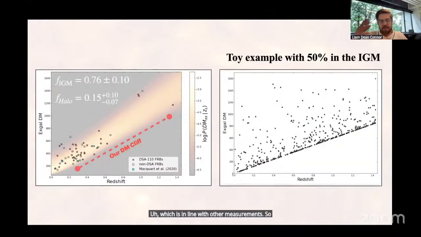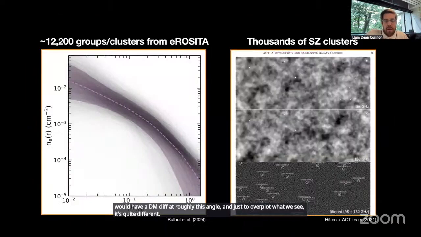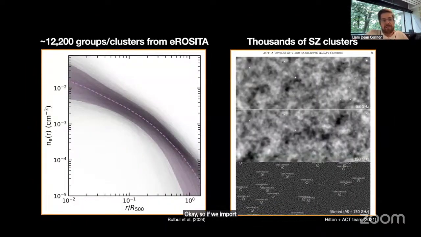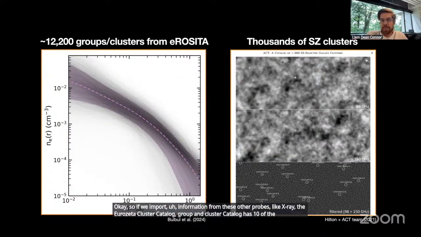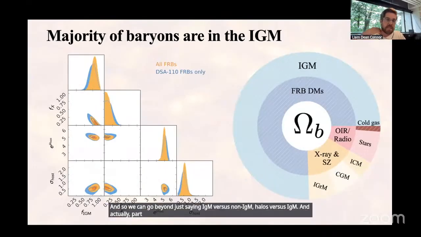So just to go back to this toy example, which is actually maximally conservative, this example where 50% of the gas is in the IGM and the IGM is perfectly smooth, that first cartoon that I showed you, you would have a DM cliff at roughly this angle, and just to overplot what we see, it's quite different. Okay, so if we import information from these other probes like X-ray, the eROSITA cluster catalog has 10 to the 4 objects. We now have thousands of SZ groups and clusters. And so we can go beyond just saying halos versus IGM, and actually partition the baryons into a complete baryon pie chart that looks like this.